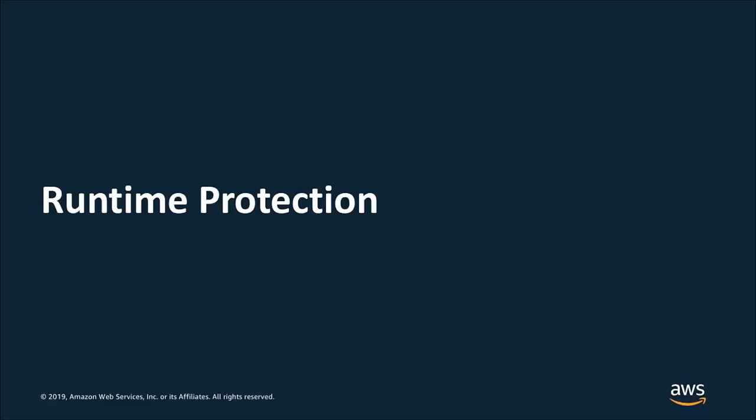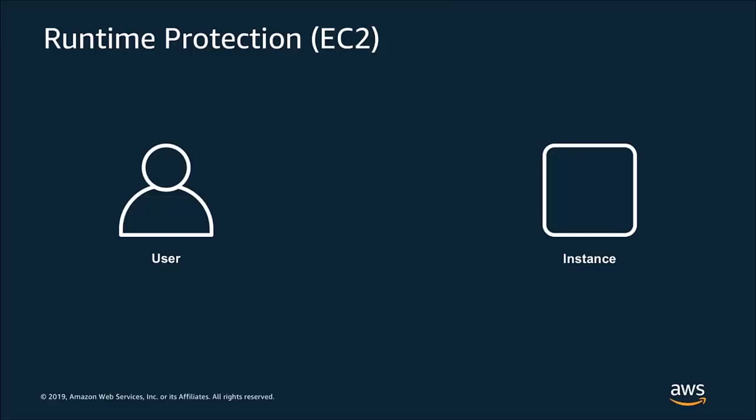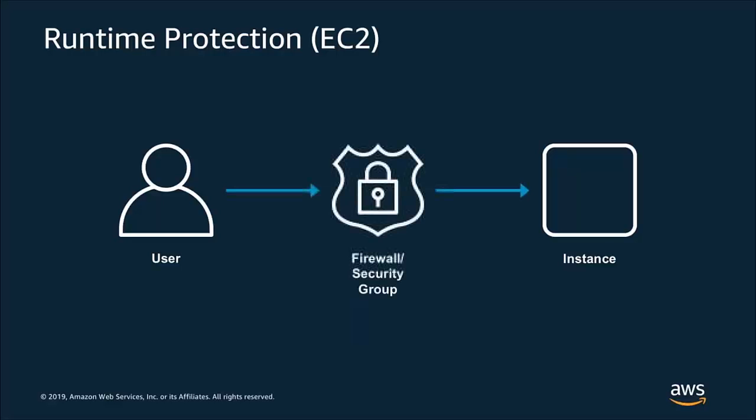Moving forward now, let's look at some different patterns for runtime protection. Whenever we started building applications on top of EC2, we always had a user and an instance, and we needed to make sure that that user could get to the instance. But we wanted to make sure we had certain controls, such as a firewall or security group, to ensure that we had the correct network permissions. And we always had an agent on the instance that was able to do monitoring and alerting if anything were to change outside the standard.